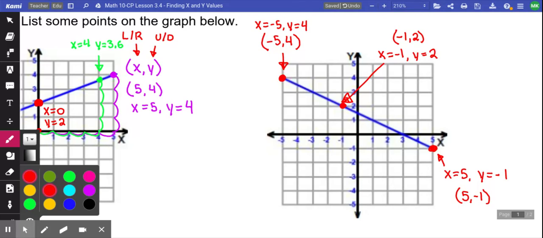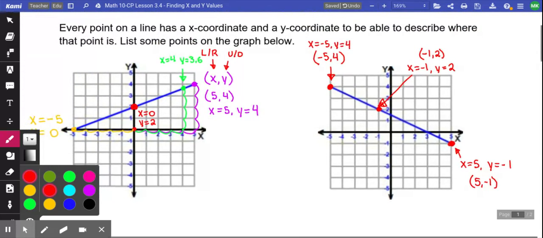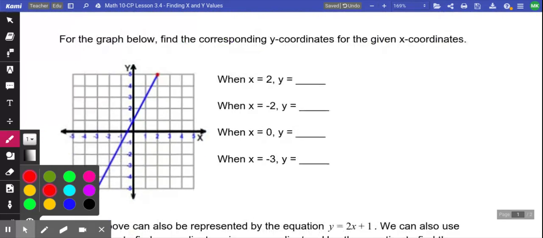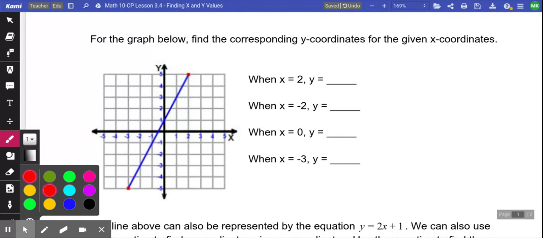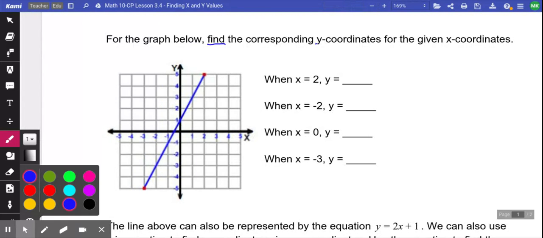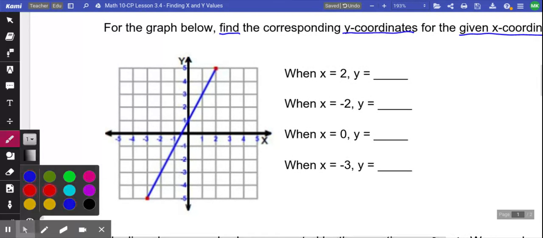Cool. That should hopefully be review for you. What we're going to do now is take lines and try to find missing values. For instance, if we have this graph right here, they want us to find the y coordinate for the given x coordinate. So what that means is they want you, on this graph, to figure out what y is when you move 2 to the right.